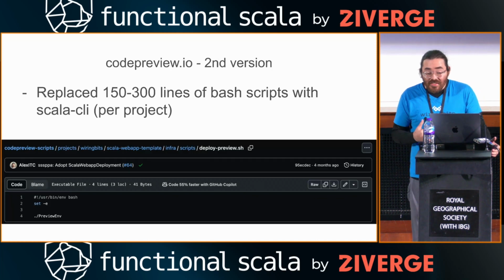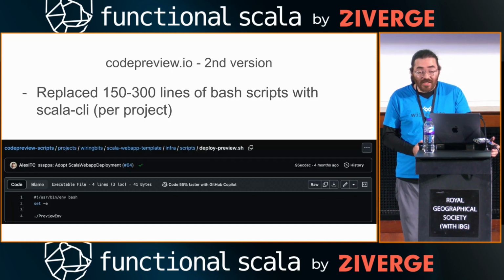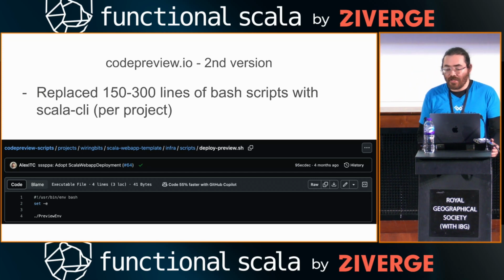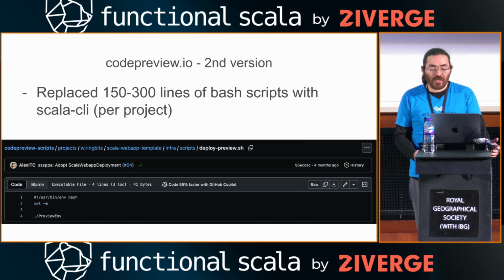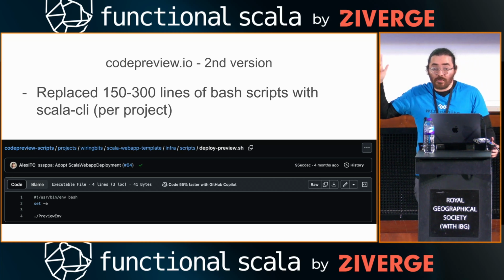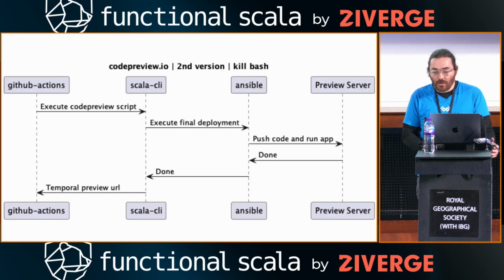Then we decided, after we got confident with the Scala-CLI, to throw all the bash scripts away. Many scripts that were like 150 lines of code in bash were replaced by this thing, just for maintaining backwards compatibility, invoking the Scala-CLI code, and we got into this. Bash is not there anymore. We are invoking Scala-CLI, which is responsible for invoking Ansible and SSH or anything that might be necessary.